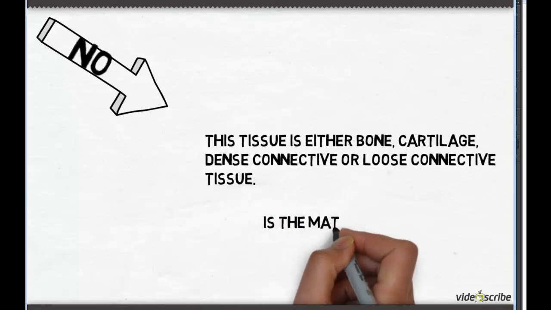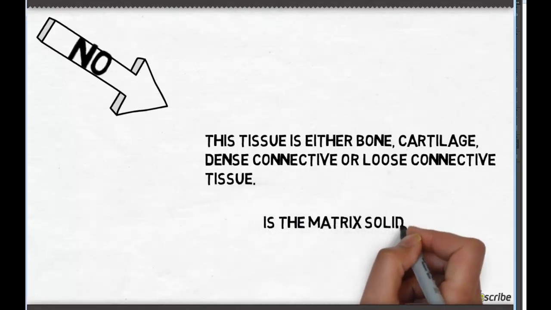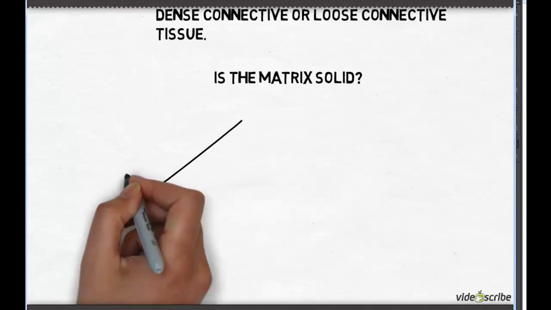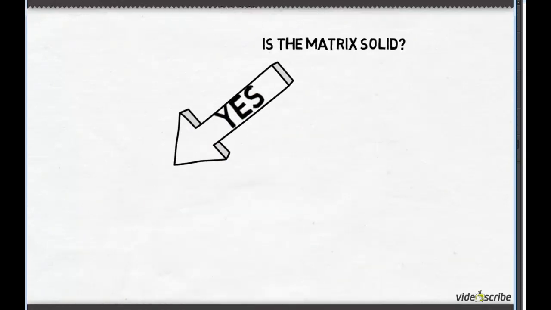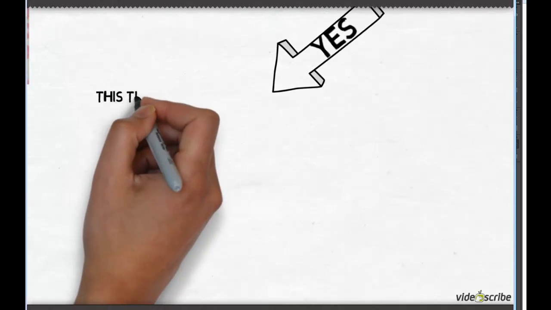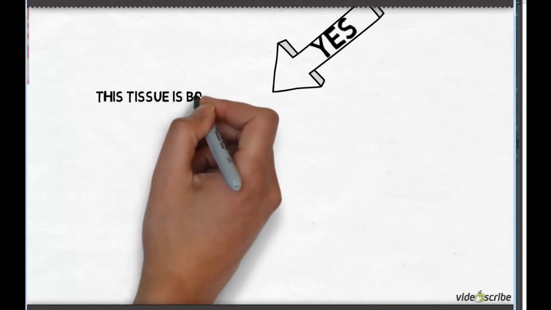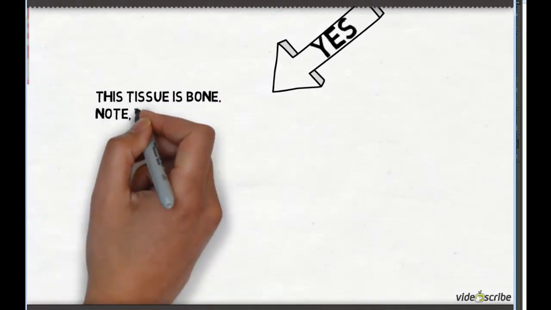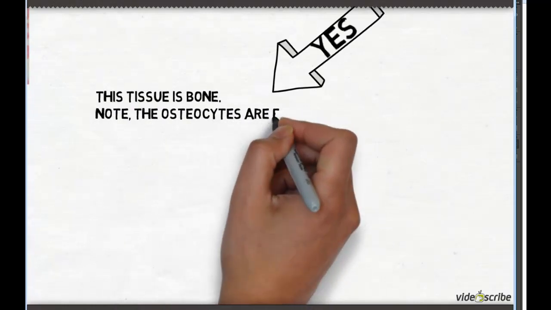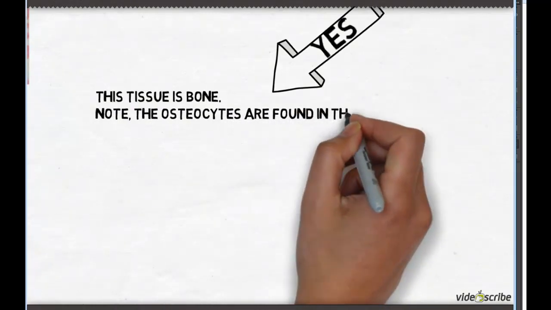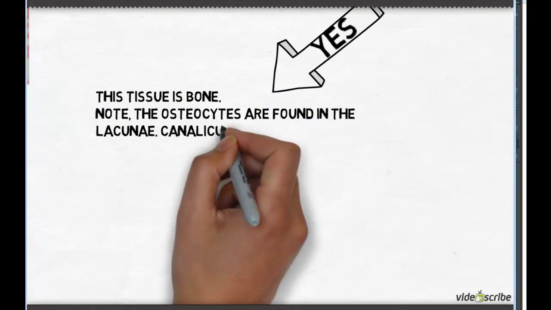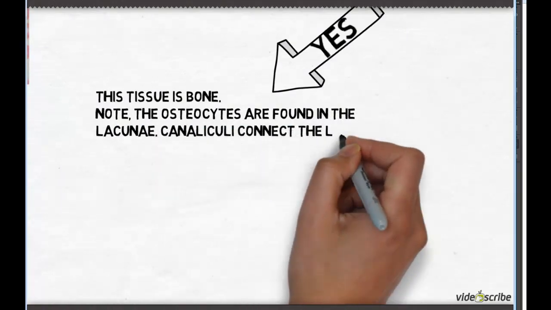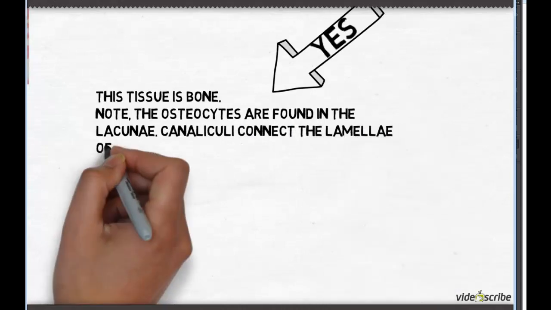Our next question is, is the matrix solid? If the answer to that is yes, then you are looking at bone or osseous tissue. The matrix is composed of apatite. The cells that form the bony matrix are called osteocytes. These cells are found in small cavities in the bone called lacunae. The osteon or bullseye structure is composed of concentric layers of bone called lamellae, produced by the osteocytes.